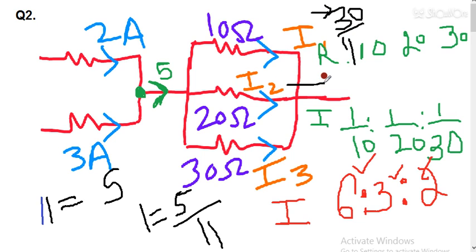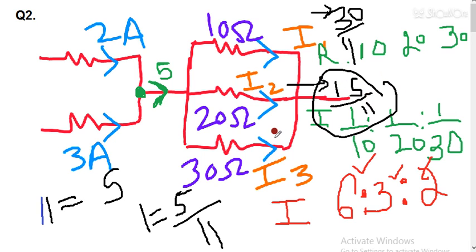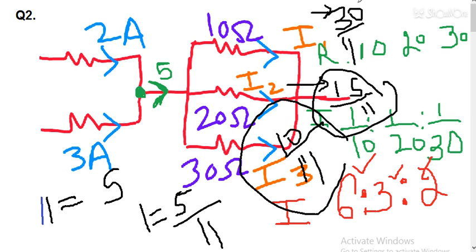And I2 value, I2 is 3 parts, so 15 by 11. So 11 will be there in the denominator, okay, instead of 12. So our rest is the same, 10 by 11. Now add these three values. When you add these three currents, 30 by 11 and 15 by 11 and 10 by 11, then you will get 55 by 11, that is equal to 5 ampere, that is the total current.